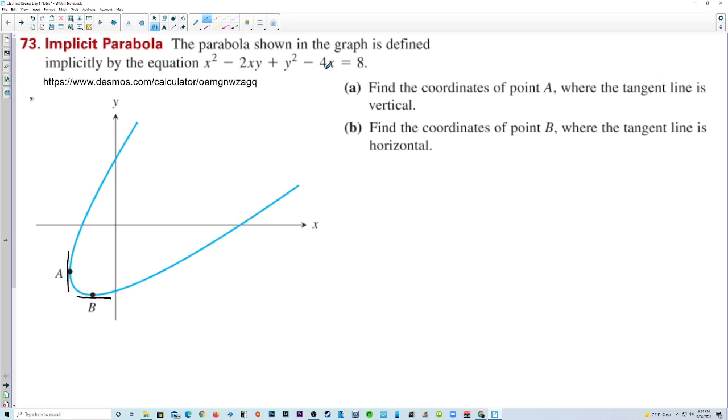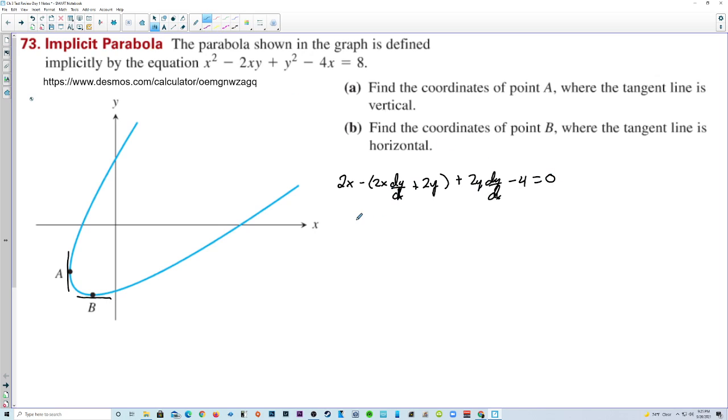So let's find the derivative. We have 2x minus first times the derivative of the second plus the second times the derivative of the first, and then plus 2y dy/dx minus 4 is equal to 0. We have to take the derivative of everything, and the derivative of 8 is 0.